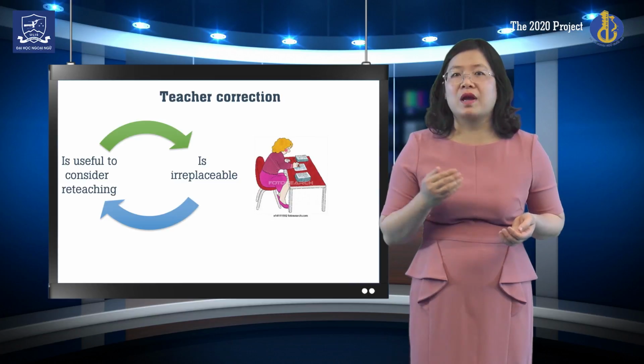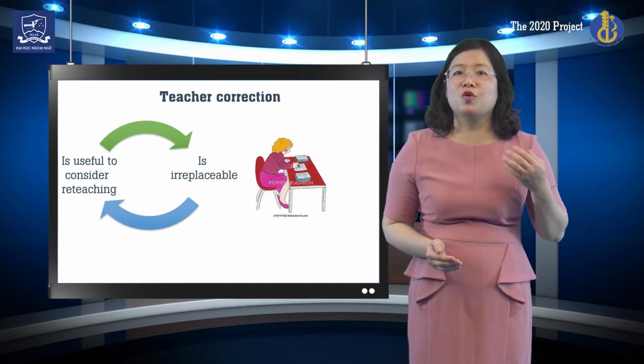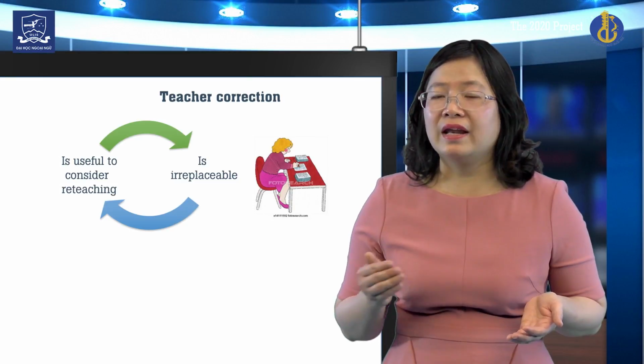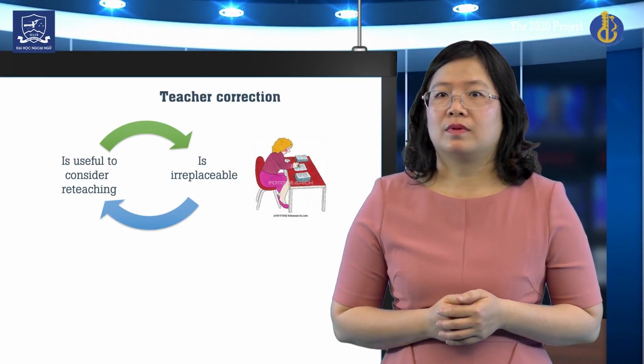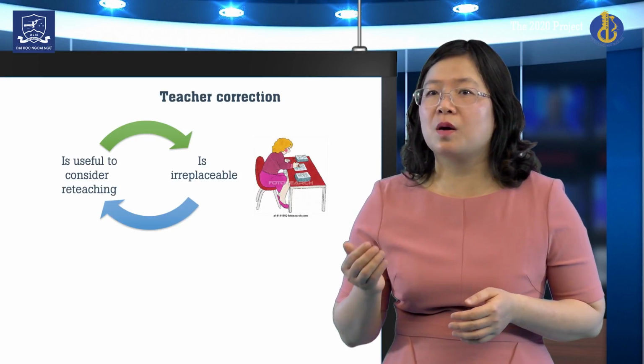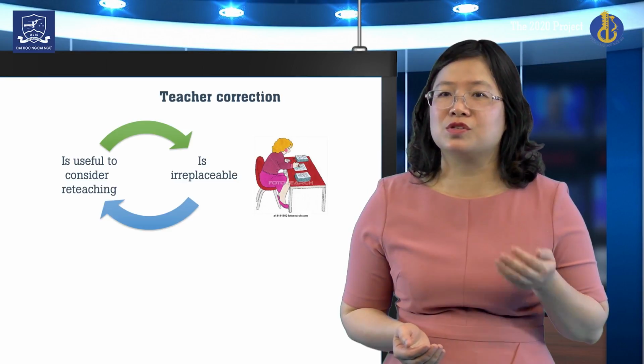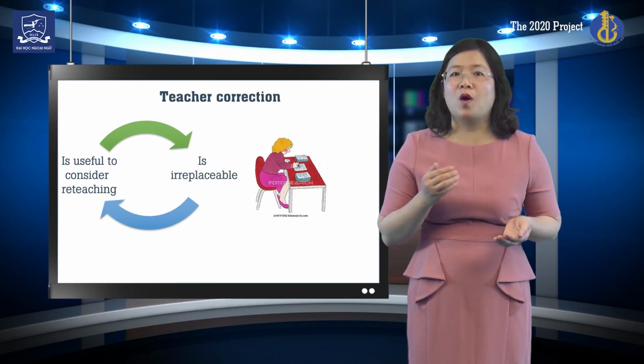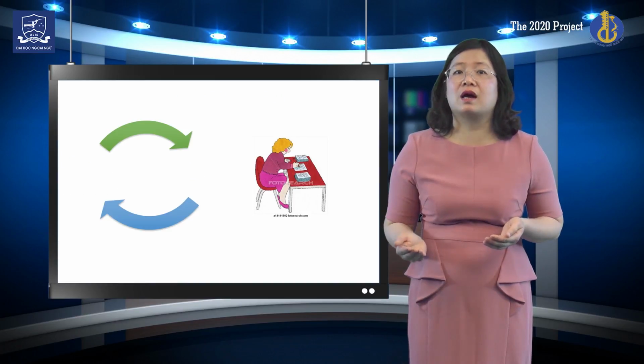We can also correct by putting ticks against good points and underlining problems. We can write summarizing comments at the end of a student's work, saying what was appropriate and what needs correcting.